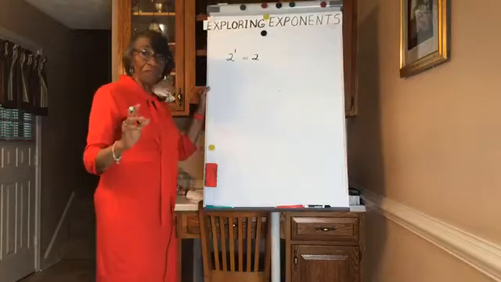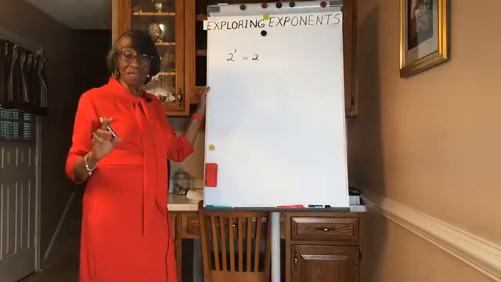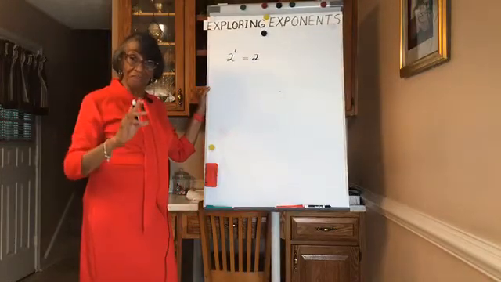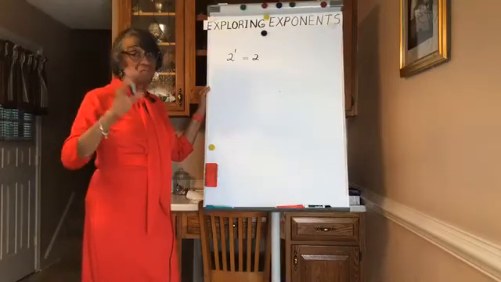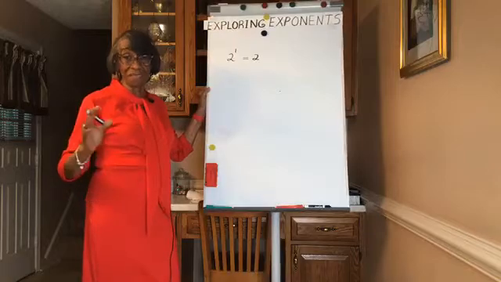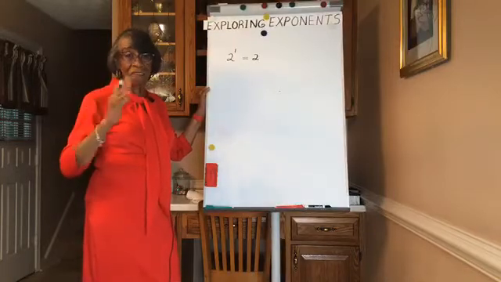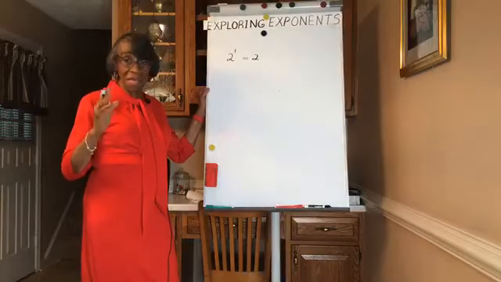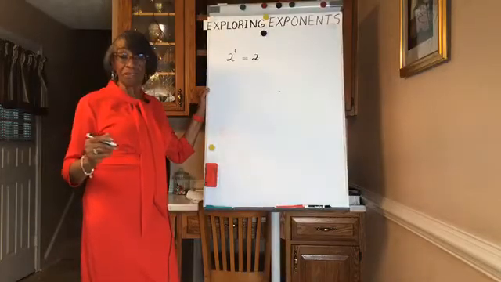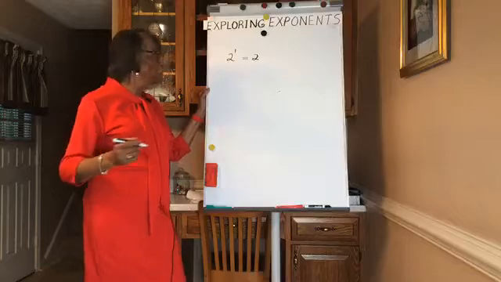Any number raised to the first power is equal to itself. So if it was 100 raised to the first power, it would equal 100. If it's 60 to the first power, it would be 60. If it's x raised to the first power, it would be x, whatever it is. So we're going to work with numbers first, and then we'll go to variables.